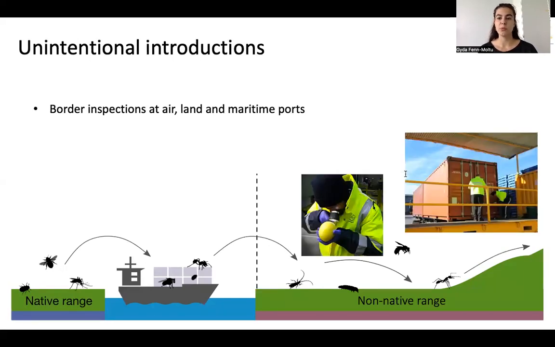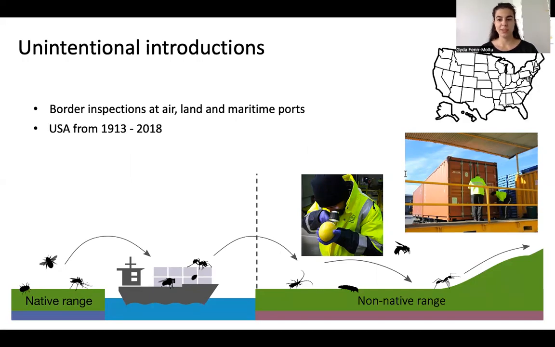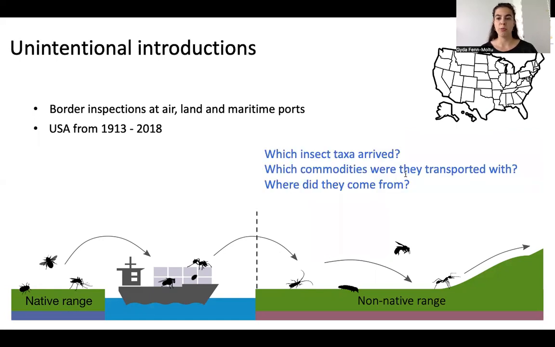Fortunately, quite a few countries perform inspections of cargo, baggage, and mail arriving at the border as part of national biosecurity measures. We've used border interception records in the United States over the last century to describe the diversity and prevalence of accidental biocontrol introductions. These records provide information on the insect taxa arriving, what commodities they were associated with, when they arrived, and where they've come from. We look for records of largely predatory or parasitoid insect families, as a lot of the interceptions aren't identified at species level, and many of these tiny millimeter-long little parasitoids haven't been described yet.